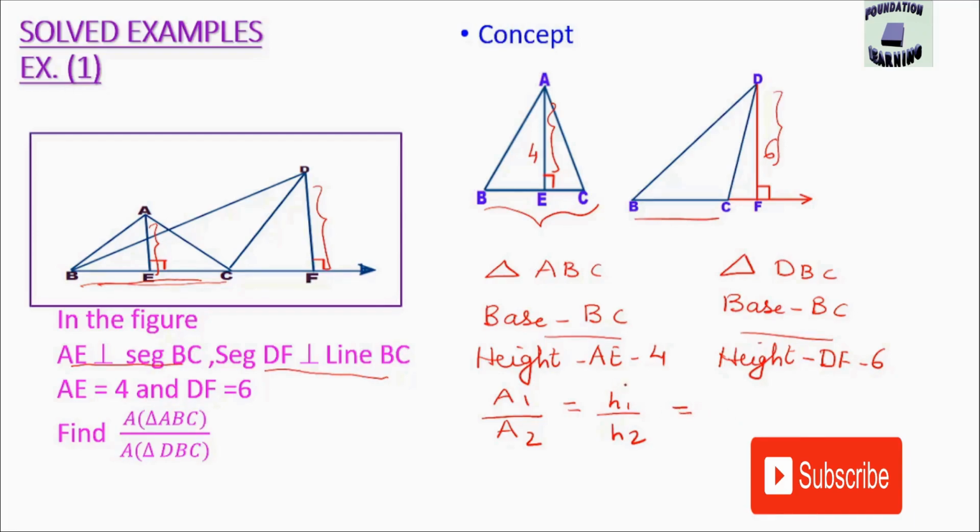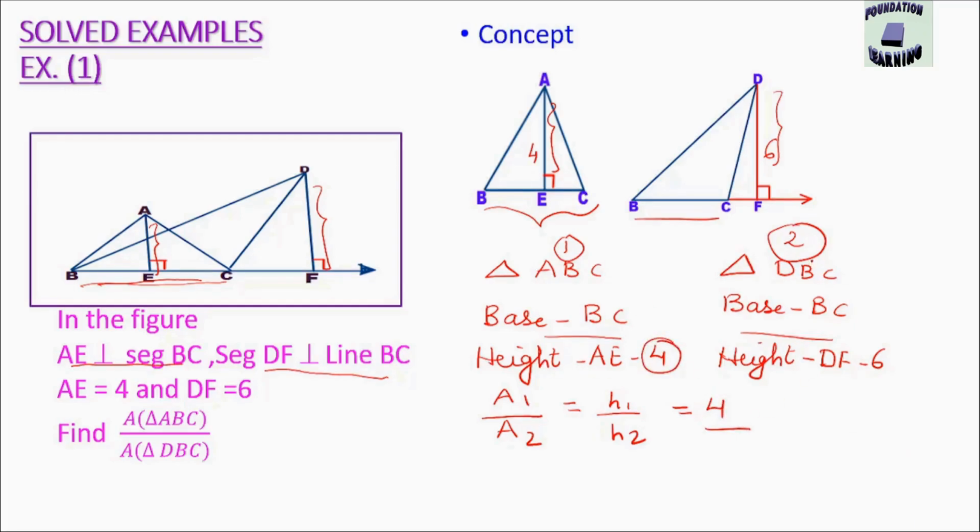Now what is H1? H1 is height of the first triangle. So this is the first triangle, this is the second triangle. What is the height of the first triangle? The height is 4. And what is the height of the second triangle? The height of the second triangle is 6. Now we cancel this. 2 2s are 4, 2 3s are 6. So answer will be 2 upon 3.